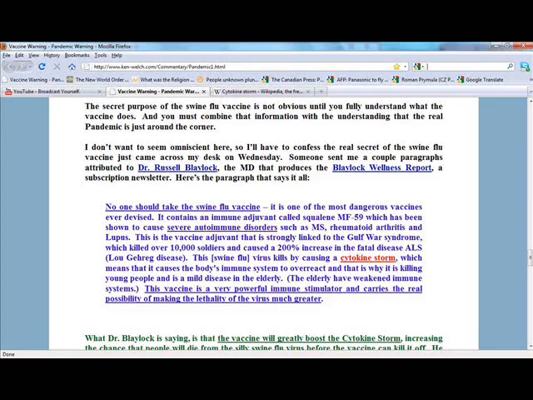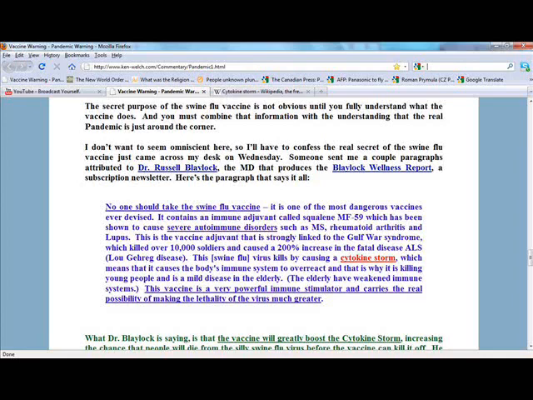No one should take the swine flu vaccine. It is one of the most dangerous vaccines ever devised. It contains an immune adjuvant called squalene MF59, which is shown to cause severe autoimmune disorders such as MS, rheumatoid arthritis, and lupus. This vaccine adjuvant that is strongly linked to Gulf War syndrome, which has killed over 10,000 soldiers and caused a 200% increase in the fatal Lou Gehrig's disease.